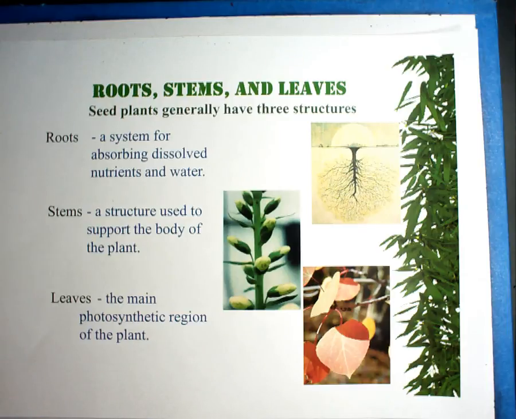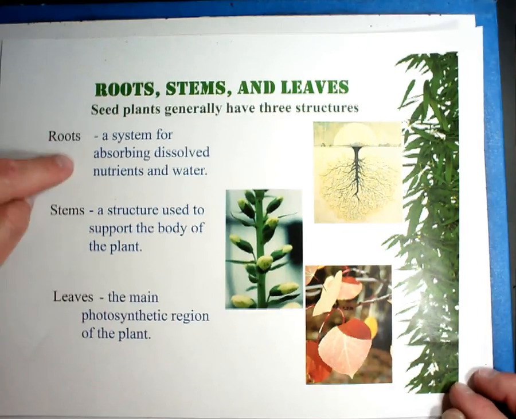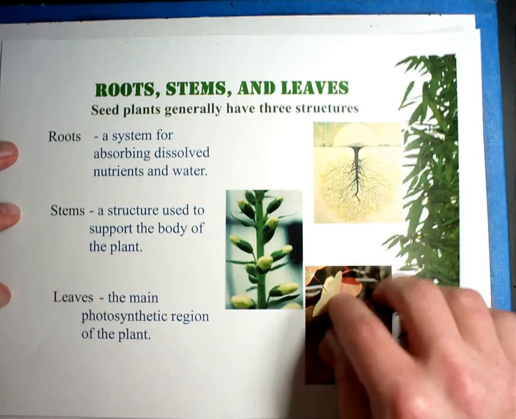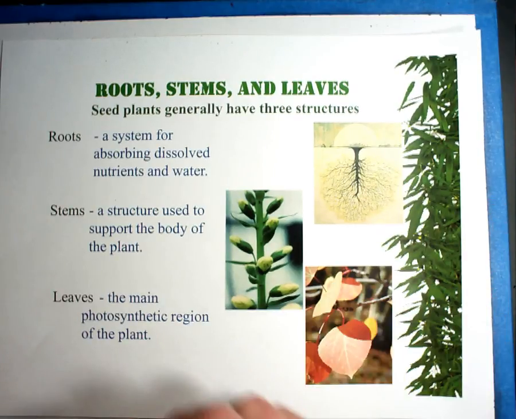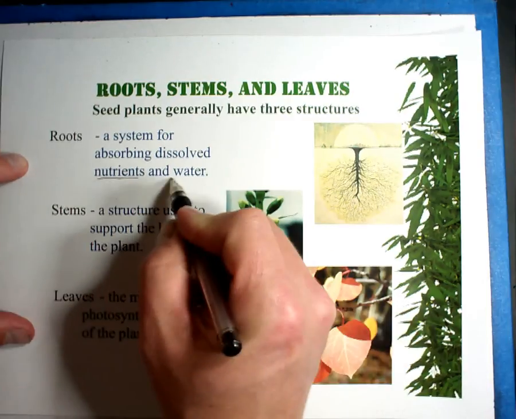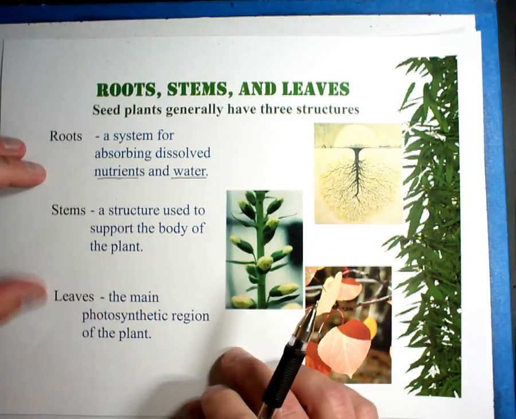All right, roots are going to be valuable to a plant because, as it says in the definition, a system of absorbing nutrients and water. Now, here's a great picture of a root system. If you've ever tried to pull a root out of your yard, it always seems like it has lots and lots and lots of roots to it. This is where you're going to absorb water. And the main part that you need to know from this is the absorption of water and nutrients.